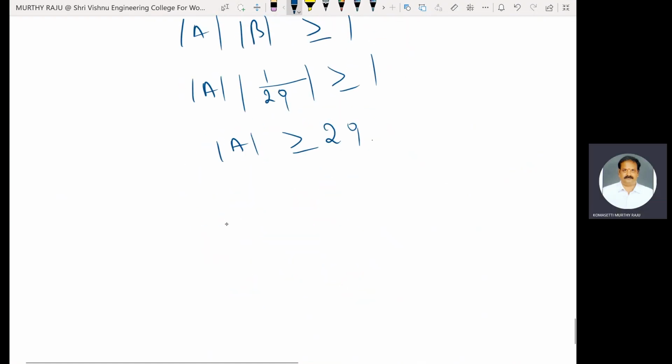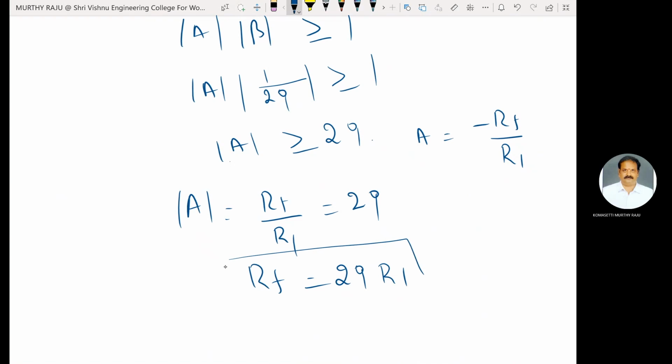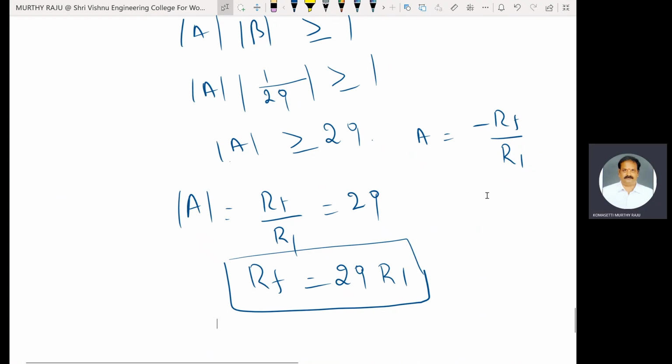The op-amp is in inverting mode. Therefore, the gain of the op-amp in inverting mode is generally A is equal to minus RF by R1. The minus sign indicates a 180 degree phase shift between input and output. Mod A means RF by R1. Here mod A is equal to 29. Therefore, RF is equal to 29 times R1. This is the total analysis, it is complete.